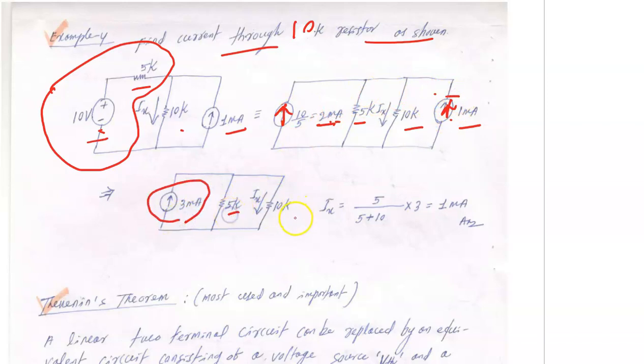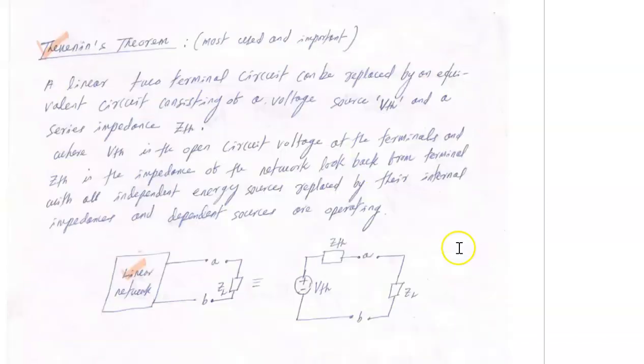Now 5 kilo and 10 kilo. So now current division. Current division tells that the current through this 10 kilo is 5 upon 5 plus 10 into 3, so 1 milliampere. So while solving questions in competitive exams, keep your mind open so that you can apply the appropriate theorem quickly. Now we'll move to Thevenin's theorem.